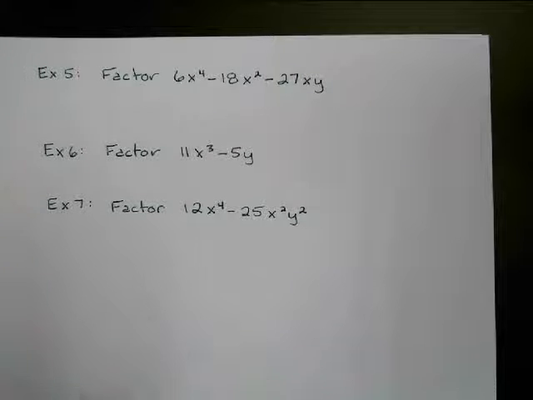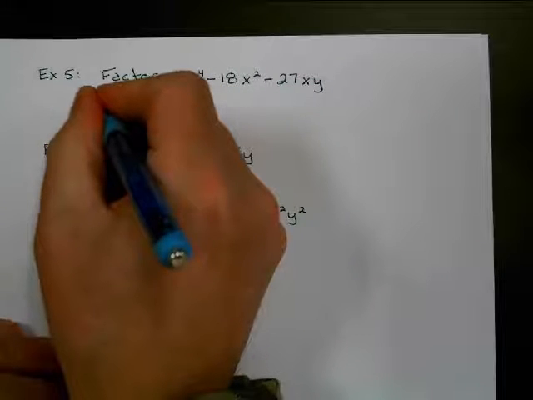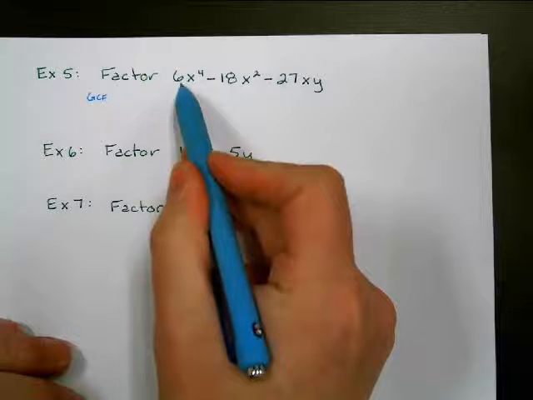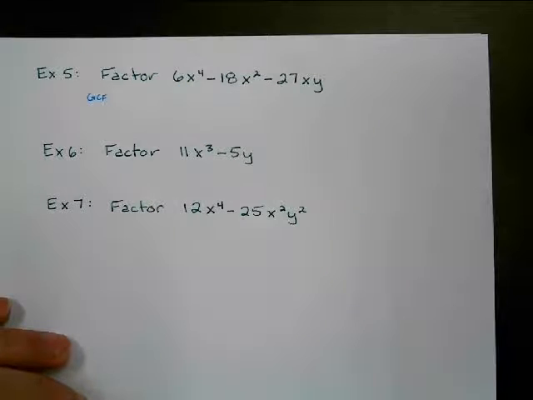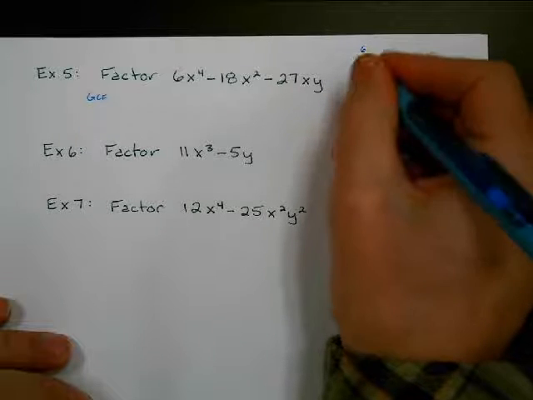So remember what we do? We look for the GCF first. All right, so I've got 6, I've got 18, I've got 27. What's the biggest number that goes into 6, 18, and 27? Let's see, 6 is 3 times 2.